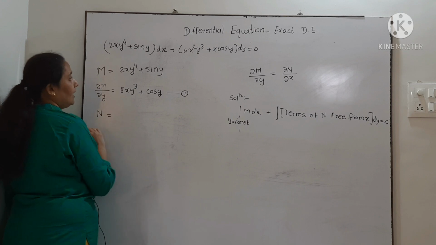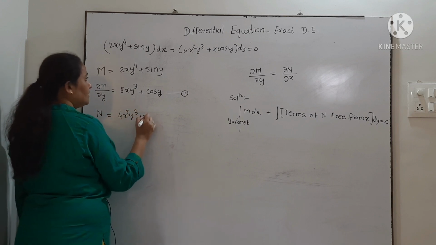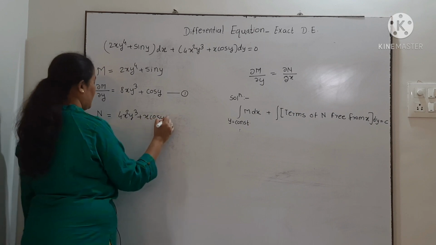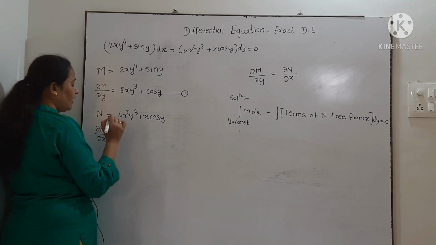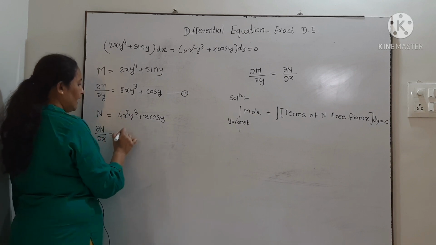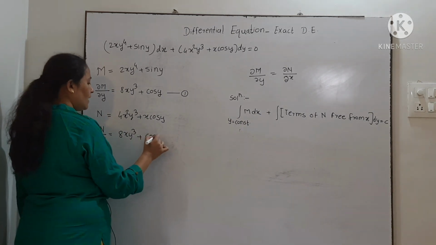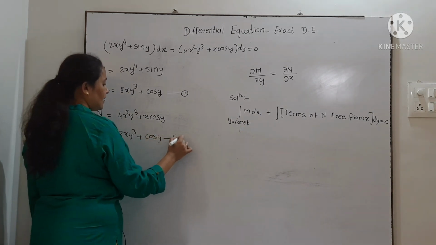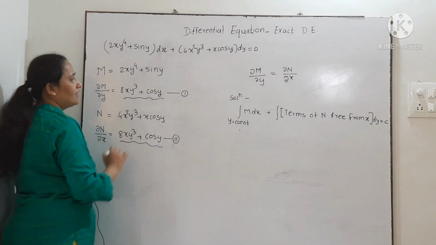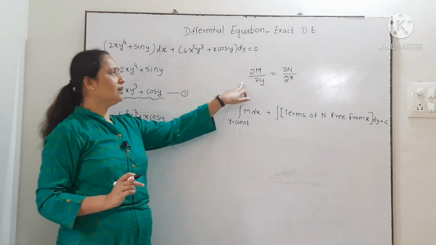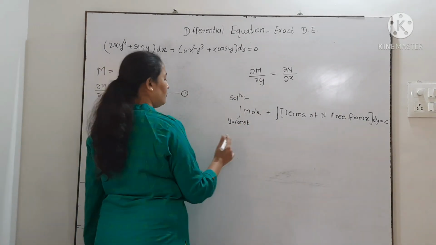We'll find N. N is 4x square y cube plus x cos y. Find its derivative with respect to x. The derivative of N with respect to x is 8xy cube plus the derivative of x, which is 1, times cos y as it is. Say this is equation number 2. Now if you observe equations 1 and 2, we can say that ∂M/∂y equals ∂N/∂x. So we'll find the solution by using the formula.